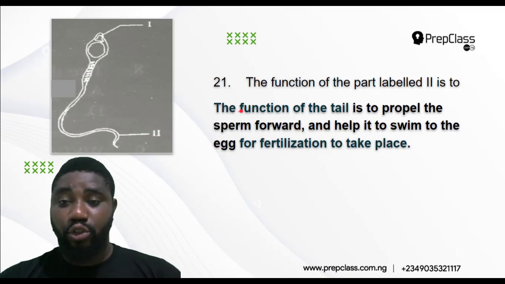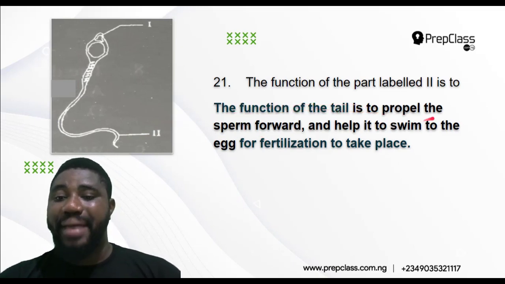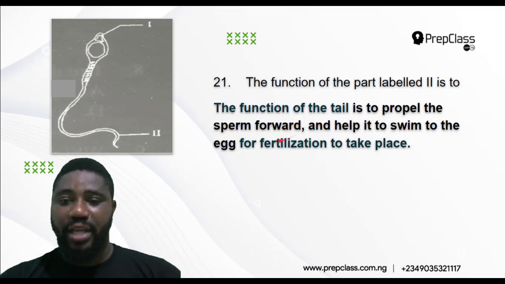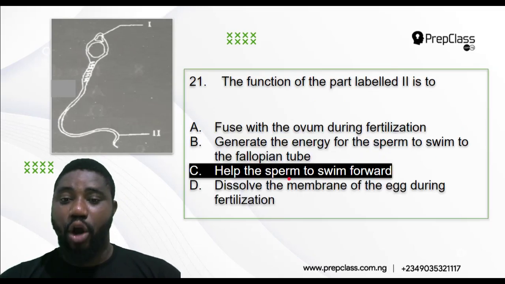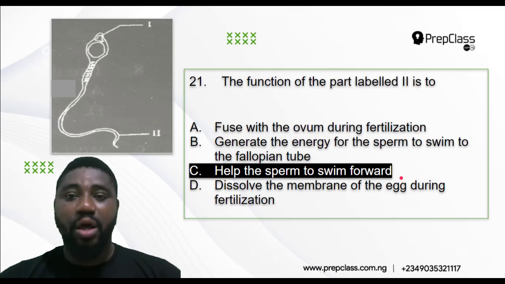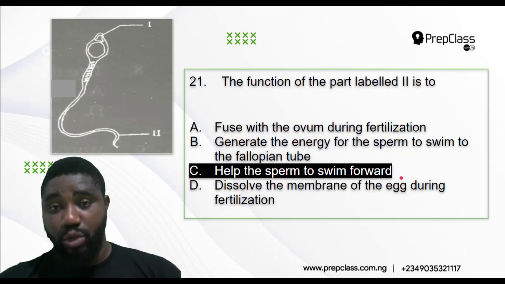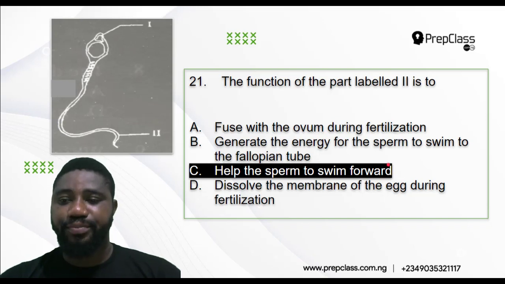Now, the function of the tail of the spermatozoa is to propel the sperm forward and help it to swim to the egg for fertilization to take place. So the function is to propel the sperm forward or to help it to swim. Because of that, the correct answer is option C, help the sperm to swim forward. That's the function of the tail, to propel it forward to the egg.